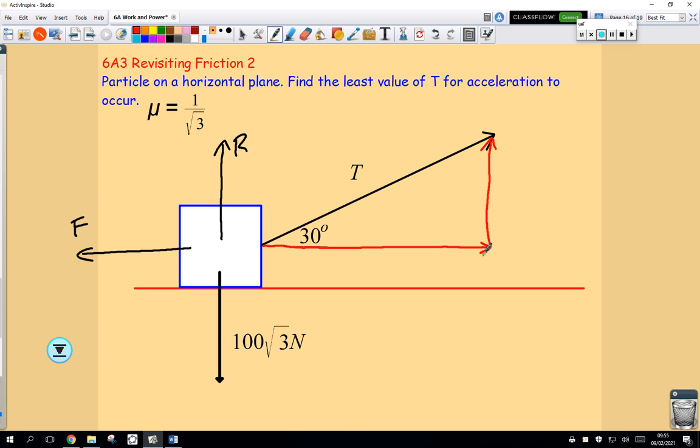So over here, T sine 30, hypotenuse times sine, or if you know your special triangles, just half of T. And the horizontal side here is going to be T root 3 over 2. It's always hypotenuse times cosine of the angle, or in a special 30, 60, 90, the side opposite 60 is always root 3 times the side opposite 30.